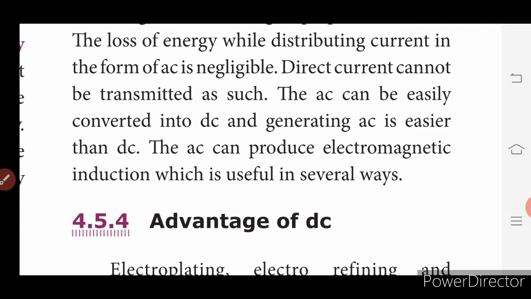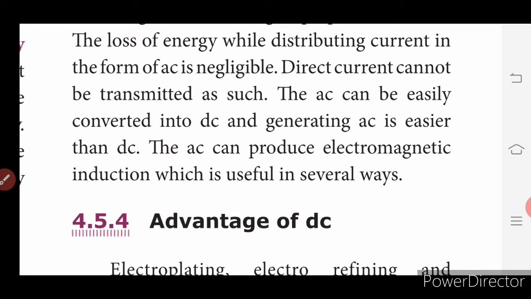AC can produce electromagnetic induction, which is useful in several ways. This electromagnetic induction plays a very important role in the conversion of AC to DC. DC is much simpler than AC.